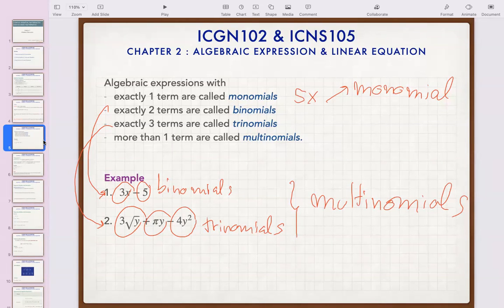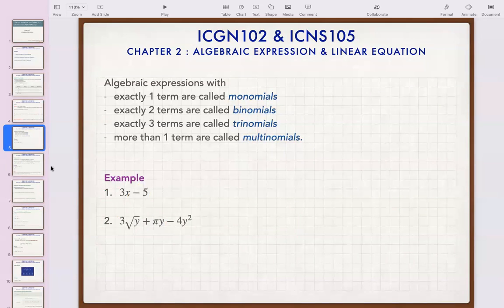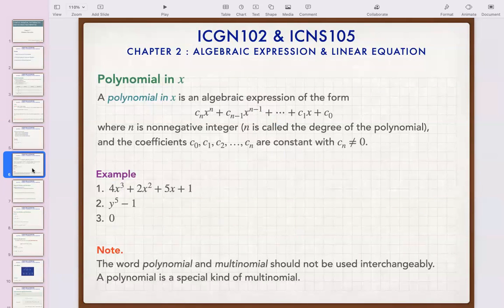Right. So when you have the ideas for the monomial, binomial, trinomial, and multinomial already, now we have another term for the algebraic expression. This one is different from monomial, binomial, trinomial, and multinomial because it has its specific definition. This kind of algebraic expression is called polynomial. Polynomial in x. In this example, we say that we're talking about a polynomial in x.